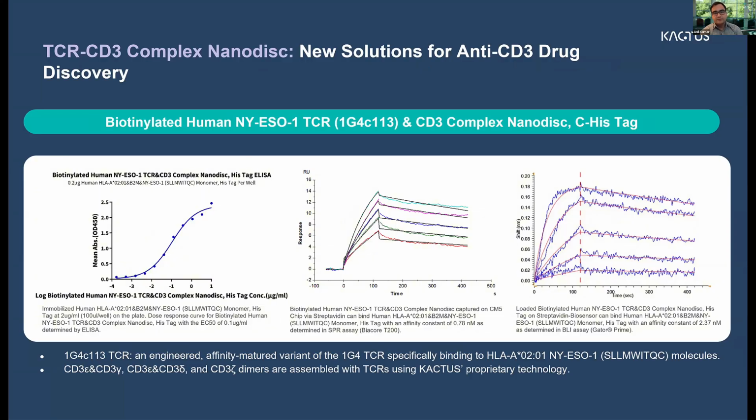Similarly, we have also showcased the activity data using the HLA molecule, which is HLA-A02, where the TCR is 1G4C. And the activity has been quantified using ELISA, SPR, and BLI. And the obtained nanomolar binding affinities conform to the literature values.